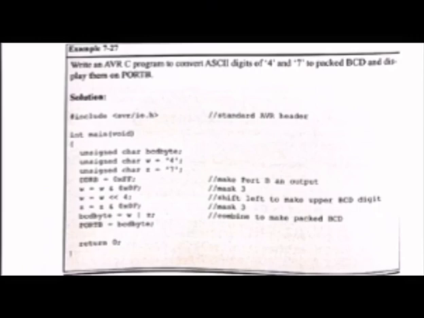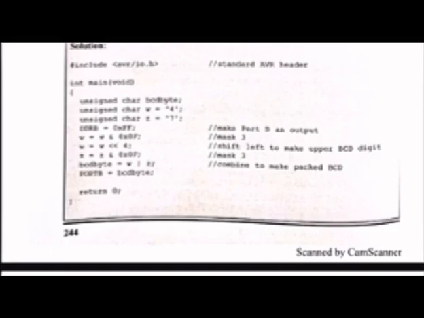It's very simple. The game plan here is we're going to assign these two characters, 4 and 7, to some variables, and we're going to call them. So using hash include the standard AVR header, int main, unsigned character BCD type. Actually we are using the BCD type here, and then unsigned character W is equal to 4. We have assigned 4 to W, and then unsigned character C is equal to 7, and after that DDRB is equal to 0xFF. So we are making port B an output.